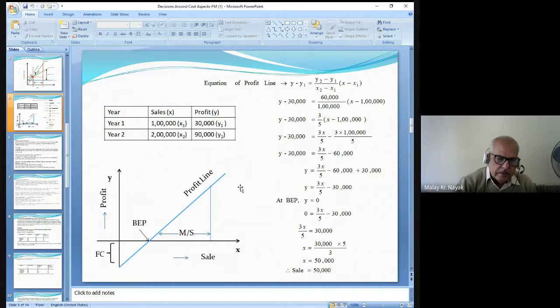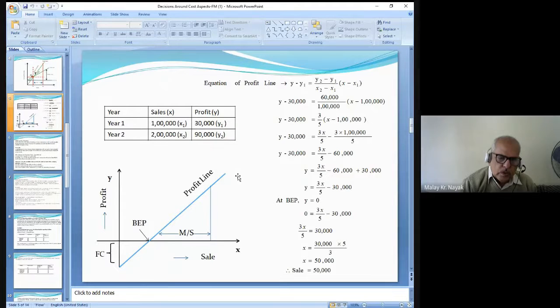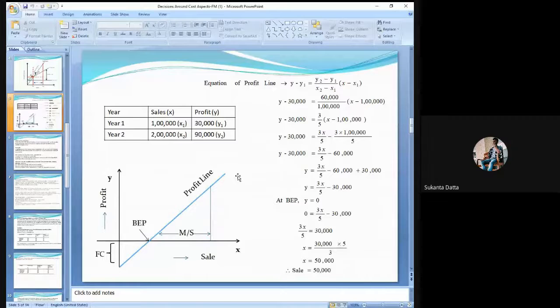Why? It does not start from the 0 point. It starts from a negative point. Why, Sushmita? Sir, I don't know. You don't know because you don't know how to think. It is not about knowing, it is about thinking. Sir, before selling a specific amount of production, the company may not gain profit.